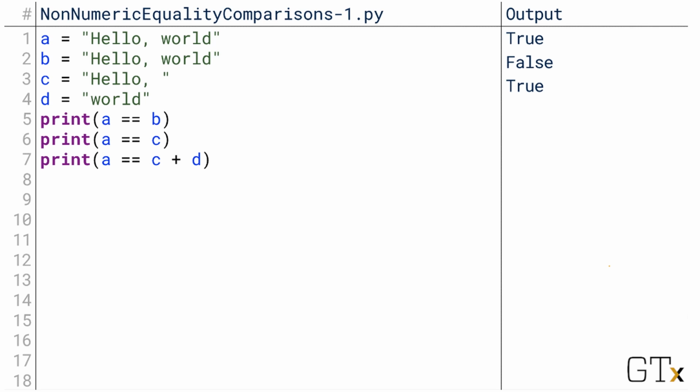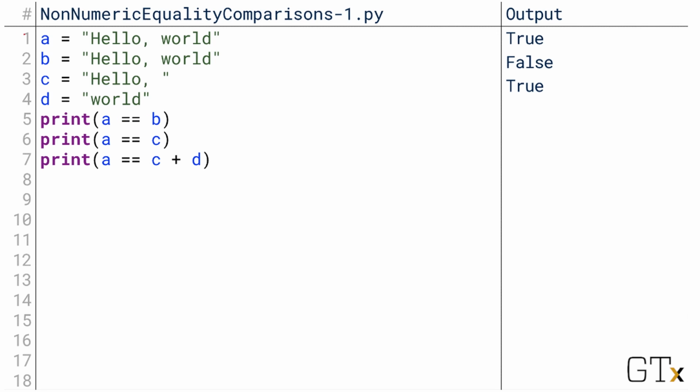It doesn't make sense to ask, is blue greater than red? But it does make sense to ask, is blue the same as red? In Python, we can sometimes still use the same double equals to compare for equality amongst non-numeric data types. Most often, we'll use this in terms of strings.